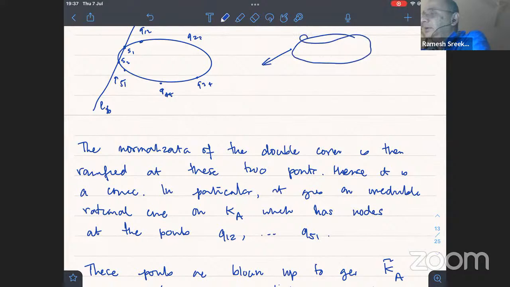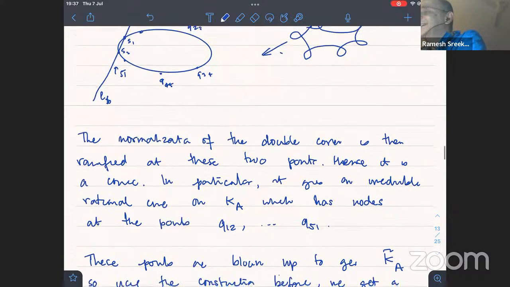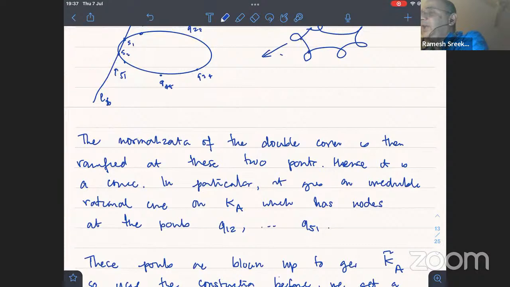It'll have one component, but it should have nodes, right? Maybe it's not a picture. Okay, so it'll have nodes at these points lying over Q1,2 to Q5,1.